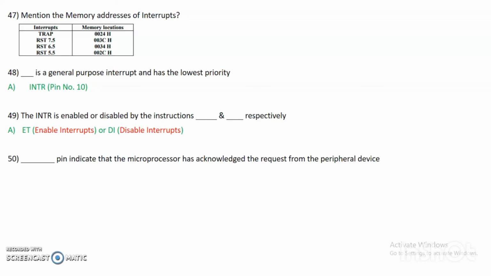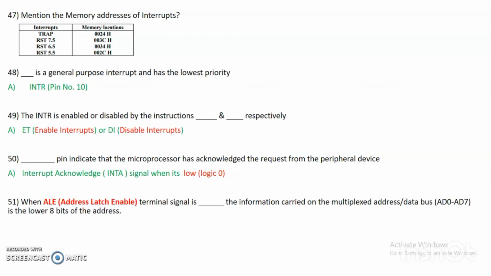Bit number 50, dash pin indicates that the microprocessor has acknowledged the request from the peripheral device. So the answer will be interrupt acknowledge. Whenever the interrupt acknowledge signal is low, the microprocessor has acknowledged that it has received the interrupt request from the peripheral device.